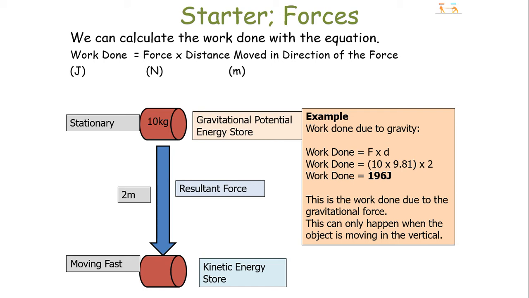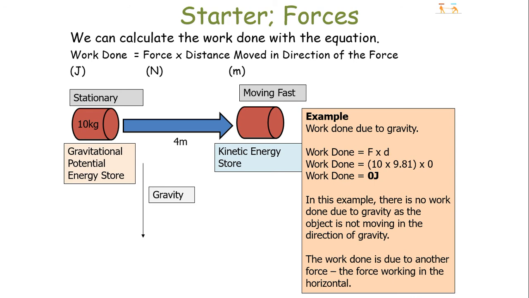And this is the work done due to the gravitational force, which could only happen when the object's moving vertically, as that's the direction that gravity and the gravitational force acts in. Now, what happens in this particular example? Well, the work done is going to be 0 due to gravity. That's because gravity will act in the vertical plane, but in this instance, the object is moving in the horizontal plane. So whilst it's moving 4 metres, it's not moving 4 metres in the direction of the resultant force.